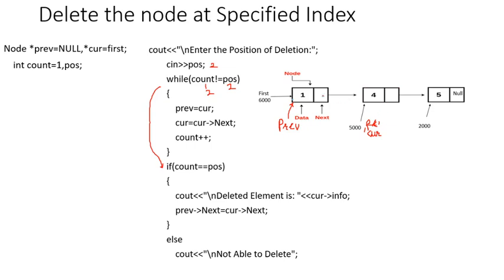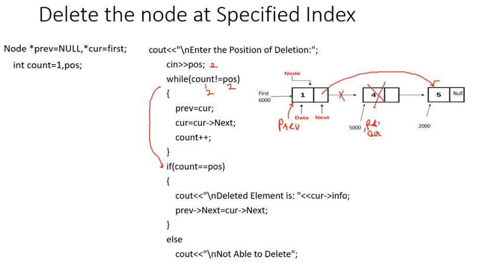So how can we do that? The base address of this node 1 is there in prev, so prev arrow next is equal to, we know the address of this node which is there in current, so current arrow next is nothing but the address of this node. So prev arrow next is equal to current arrow next, so it contains the address of this node. This link will get broken. After that you have to delete the memory for this 4.